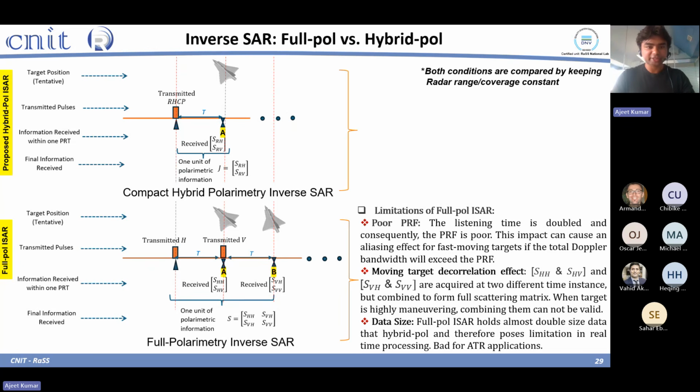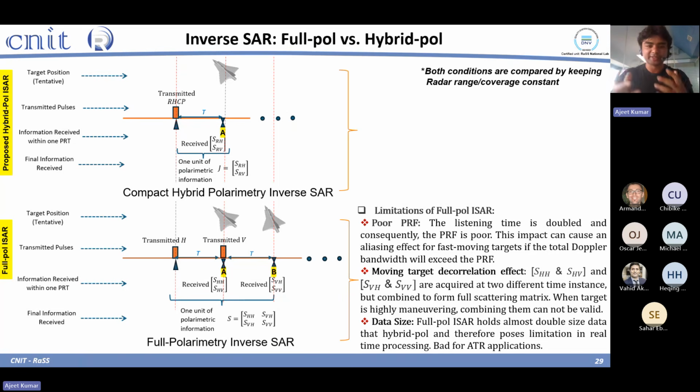So the solution is you need to transmit one polarization, and when you are receiving the information, it has to be final information. It has to be final acquisition, and then you can again transmit and take the information. You can combine RH and RV, you can combine HH and HV, but you cannot combine HH and HV with VH and VV for the case when the target is very, very highly moving.